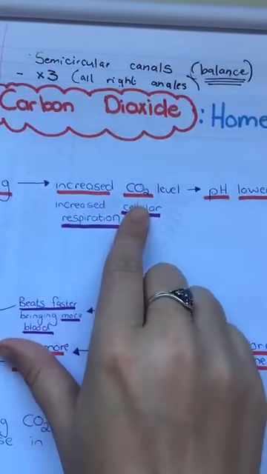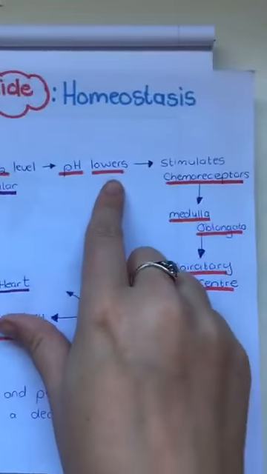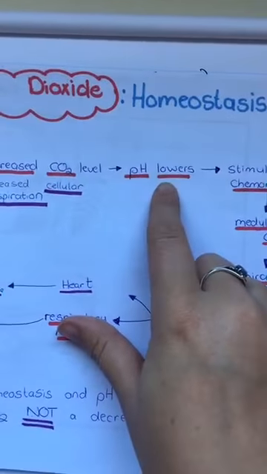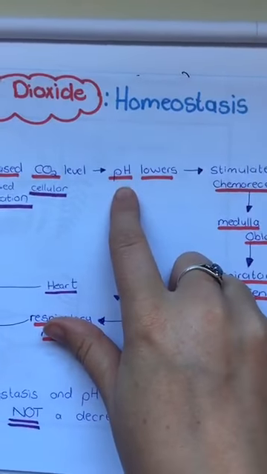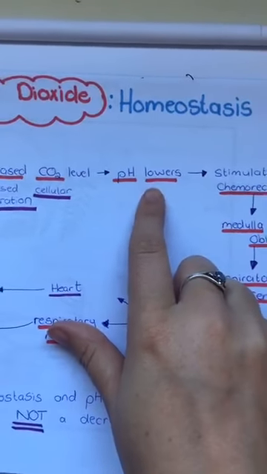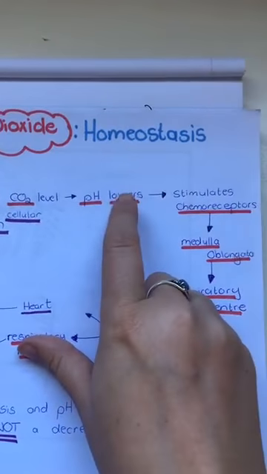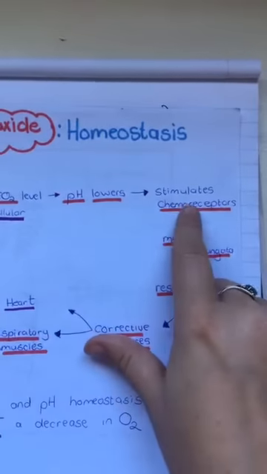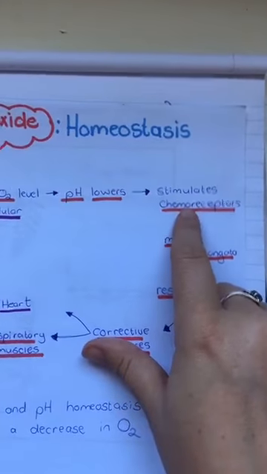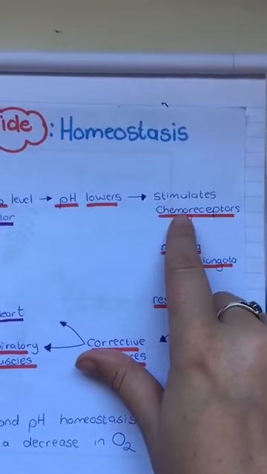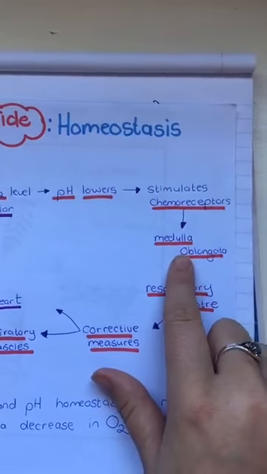Now, as CO2 increases, the pH lowers. Why is that? Because when carbon dioxide combines with water in your blood, it makes carbonic acid. So it lowers the pH. When you lower the pH, that is going to stimulate the chemoreceptors. These chemoreceptors, they're going to go to the medulla oblongata.